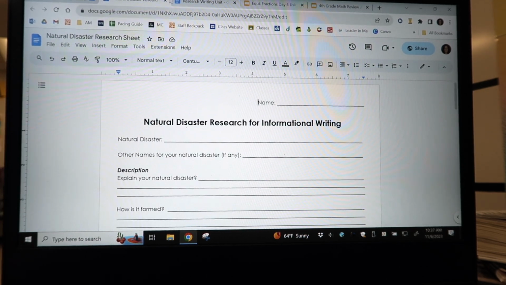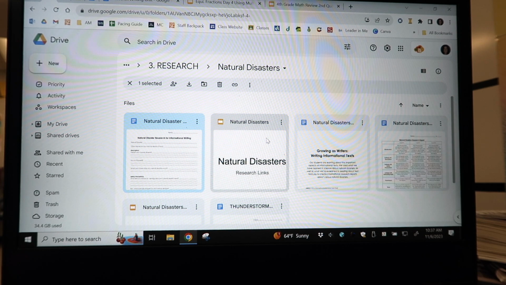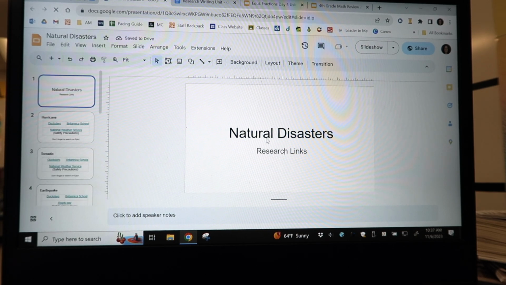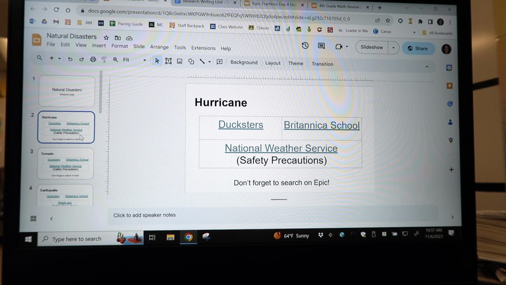Now, what I noticed is when I was actually looking on the different search engines that we have for our students, it was kind of difficult to find. They were kind of all buried in the different, like on Ducksters and Britannica School and things like that. So to make things a little bit easier, since we are doing this the weeks before Christmas break, I went ahead and created a slideshow that has all the different ones we're doing with the links already there.